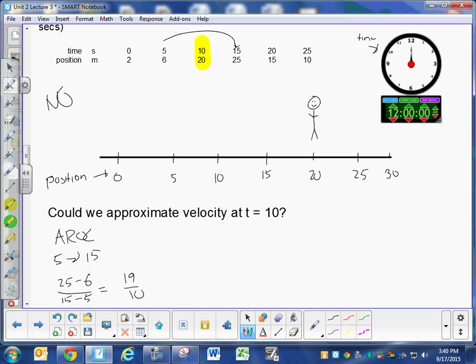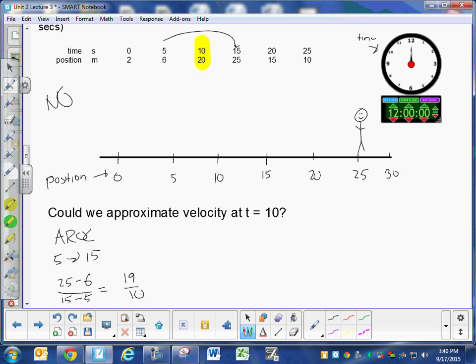So this is just saying my dude is moving consistently from the meter mark of 6 to the meter mark of 25. And as he crosses through the 10th second, even though he's probably not going to be located at 20, if I went consistently at 1.9 meters per second, I'm probably not going to end up at the meter mark of 20, because then I have 5 seconds to get to 25. It looks like I have to kind of go faster to get to 20 and then slow down if I'm moving consistently, right?